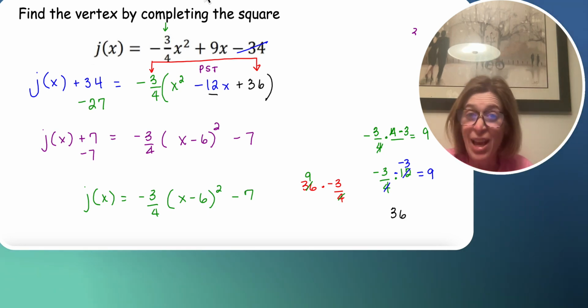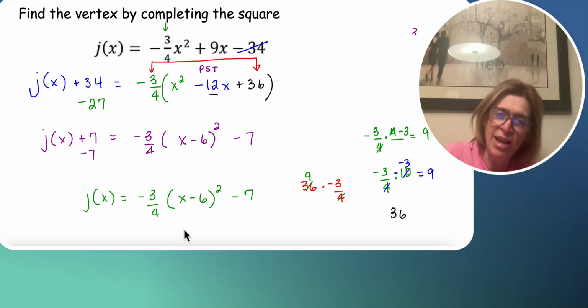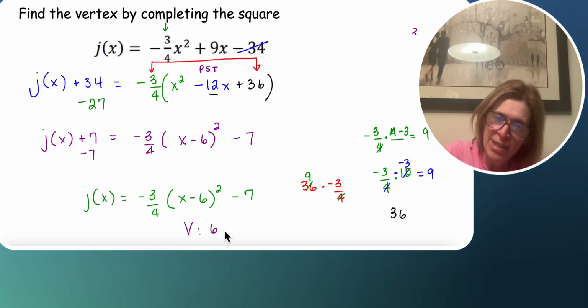Did it in only 4 steps. So now I can identify my vertex. So my vertex would be 6, negative 7.